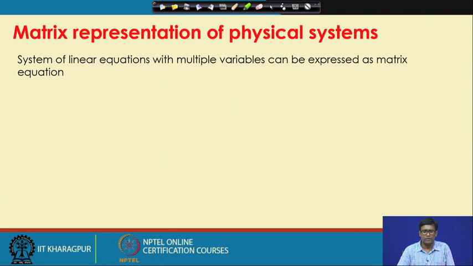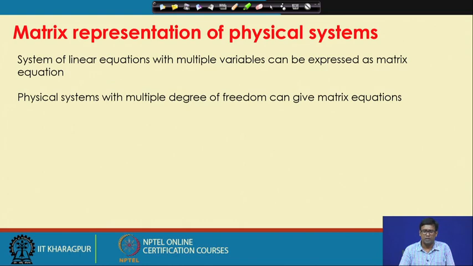A system of linear equations with multiple variables can be expressed as a matrix equation. This is the basic definition, we went through that in the first few classes. Physical systems with multiple degrees of freedom can give matrix equations.